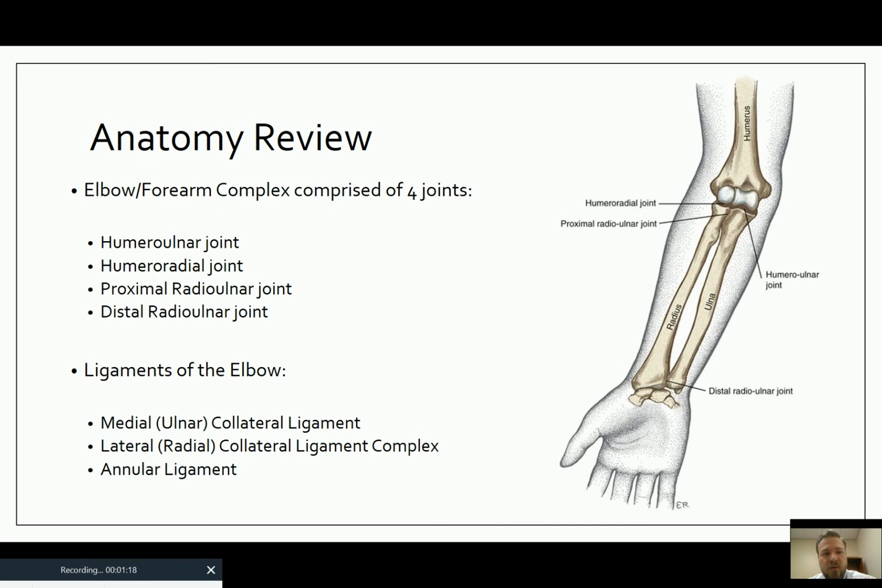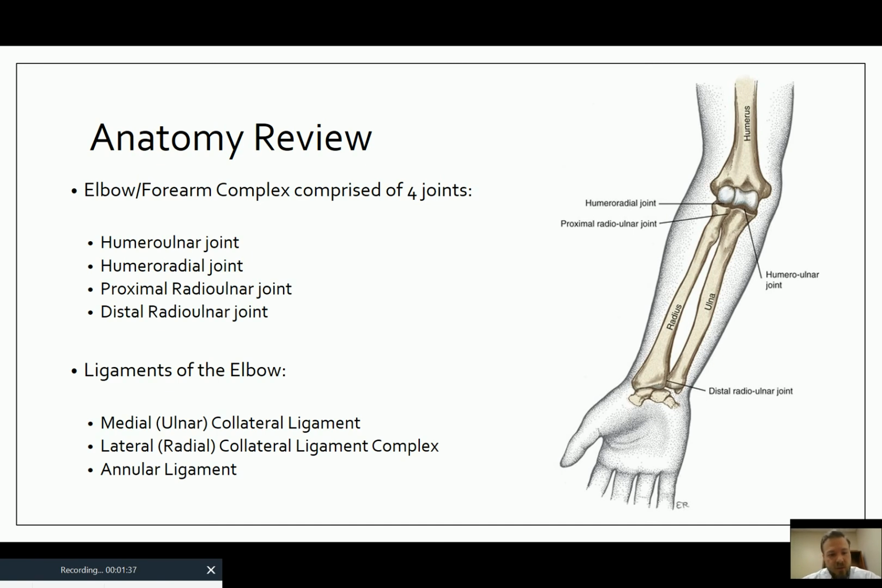So, anatomy review. The elbow and forearm complex is comprised of 4 joints: the humeral ulnar joint, the humeral radial joint, the proximal radial ulnar joint, and the distal radial ulnar joint. You can see the skeleton in the picture on the right here, and this all should just be review for you.